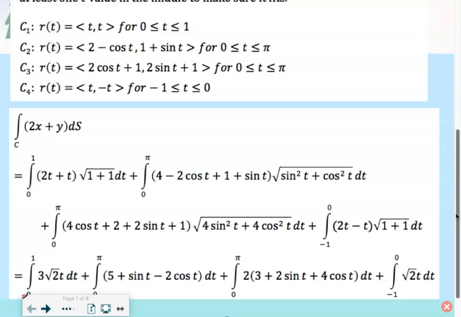Just make sure that all of your t's are going low to high. As long as they're going low to high, it's fine. If they're going high to low, we've got issues. So make sure they're going low to high.